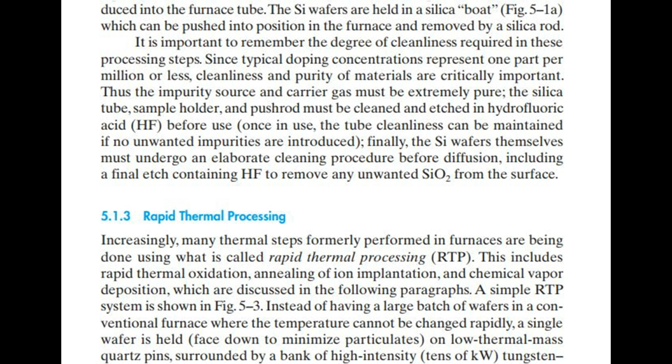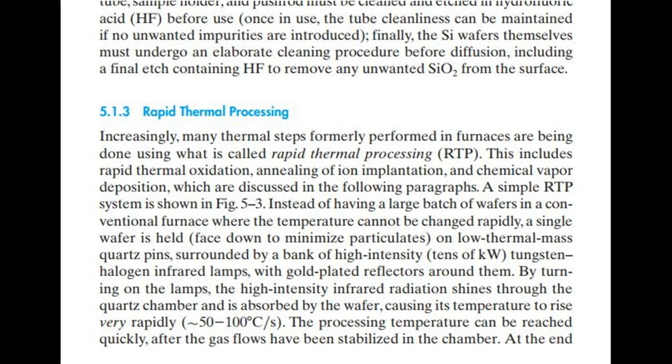Instead of having a large batch of wafers in a conventional furnace where the temperature cannot be changed rapidly, a single wafer is held, face down to minimize particulates, on low thermal mass quartz pins, surrounded by a bank of high-intensity, tens of kilowatts, tungsten halogen infrared lamps, with gold-plated reflectors around them. By turning on the lamps, the high-intensity infrared radiation shines through the quartz chamber and is absorbed by the wafer, causing its temperature to rise very rapidly, 50 to 100 degrees Celsius per second. The processing temperature can be reached quickly, after the gas flows have been stabilized in the chamber.